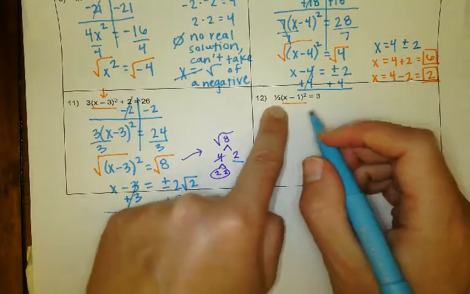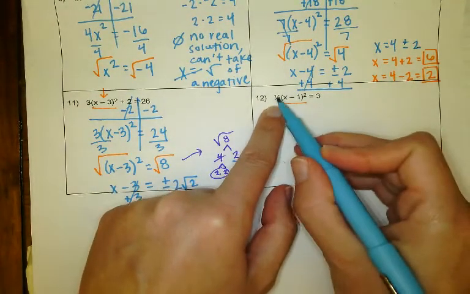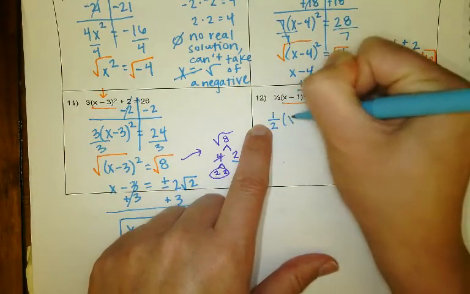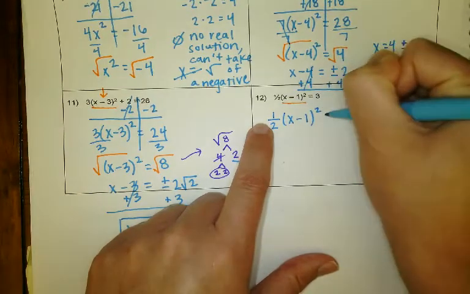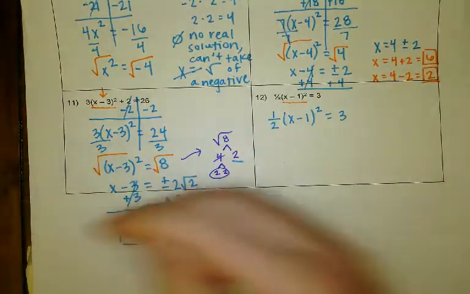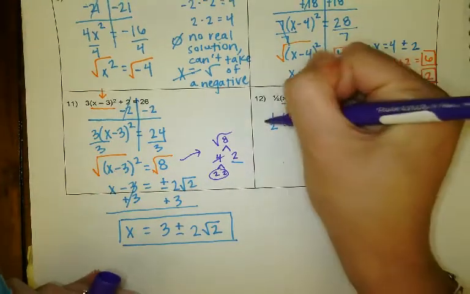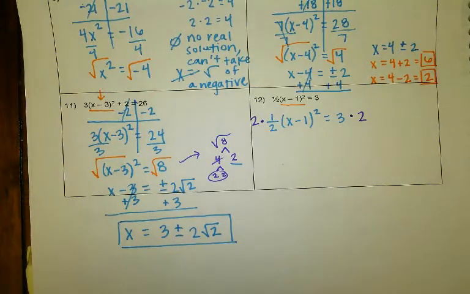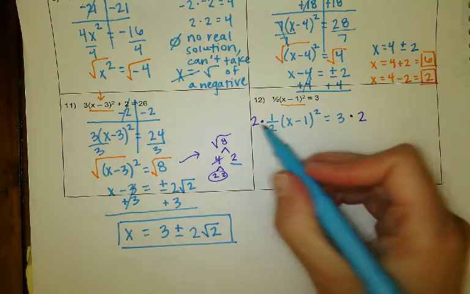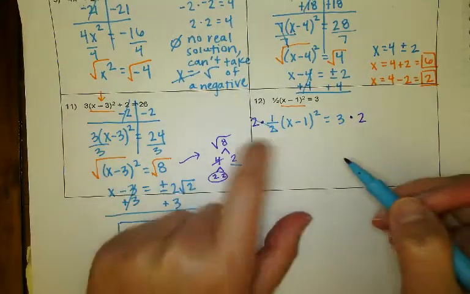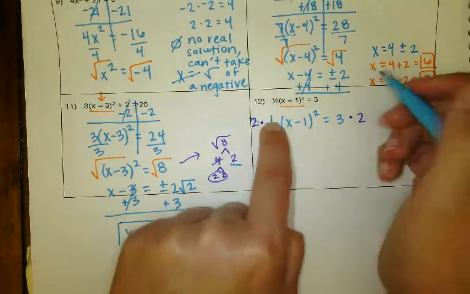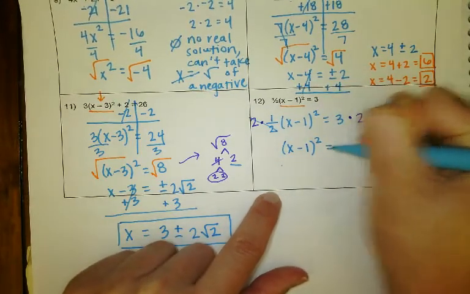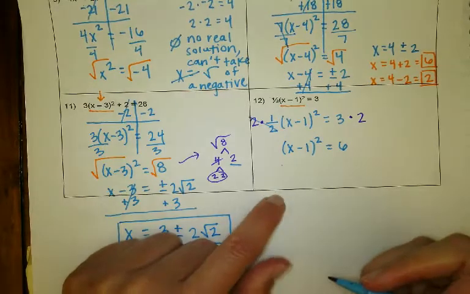But another way that we talked about doing this at the beginning of the year is if you think of a fraction as 1 divided by 2, just rewriting the problem, then we can cancel the divide by 2 by multiplying by 2 on both sides of the equation. So the times 2 and divide by 2 are going to cancel, and that just leaves me with 1 of the (x minus 1) squared left. 3 times 2 is 6.